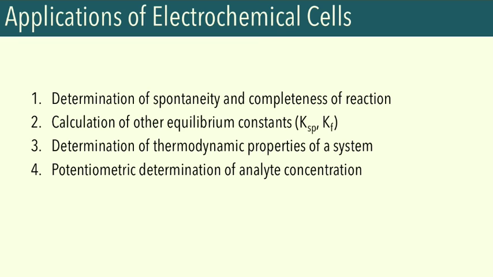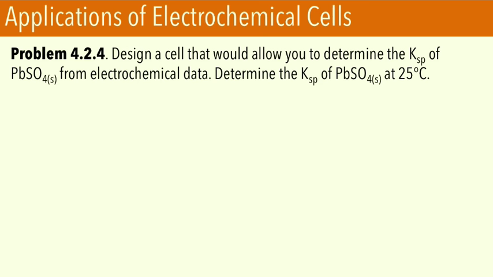constant, such as Ksp. In this particular problem, we need to design a cell that will allow us to determine the Ksp of lead sulfate. And after the design of the cell, we need to calculate the Ksp of lead sulfate. Actually, this type of problem is kind of like a reverse of one of our earlier problems involving the determination of the standard reduction potential of a metal insoluble salt half-reaction electrode. So we're just going to be taking another approach this time.